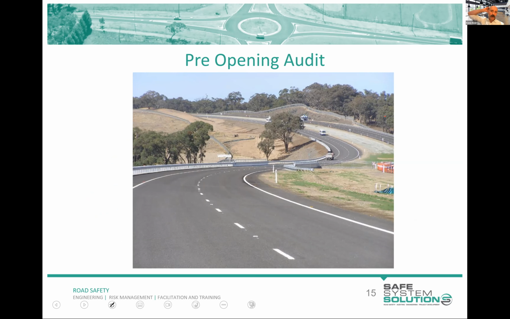But as a road safety auditor, you're going through and checking: have they put the right coloured RRPMs in the right location, the guideposts the right way around? We've got the overlaps in the barrier rails, are they correct? Is the barrier the right height?